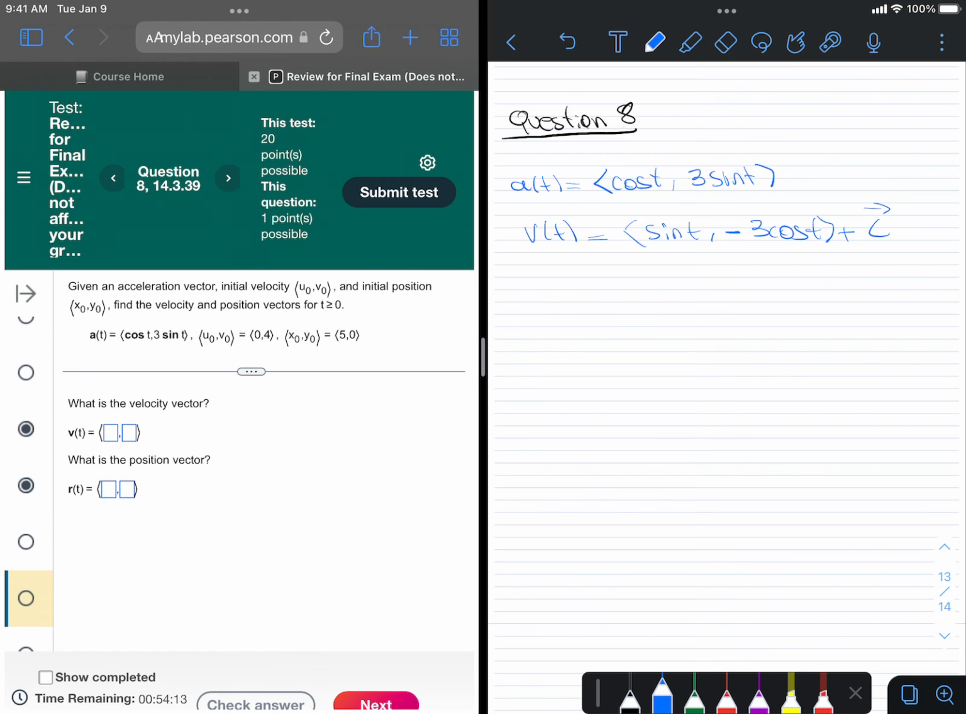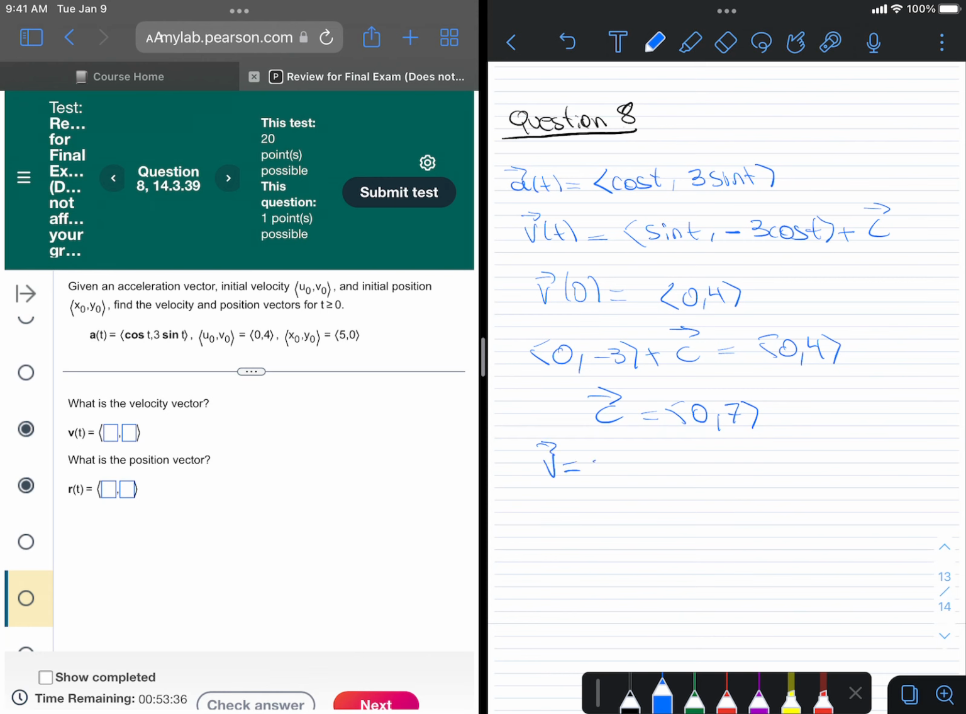We're told the initial velocity is v0 equal to 0, 4. So that means v of 0 equals 0, 4. So if you plug in 0 on the previous equation, you'll get sine of 0 is 0, cosine of 0 is 1, plus c, that is 0, 4. So that means c is 0, 4 minus this vector. So that is 0, 4 minus 3 is 4 plus 3, which is 7. So we find that c is 0, 7.